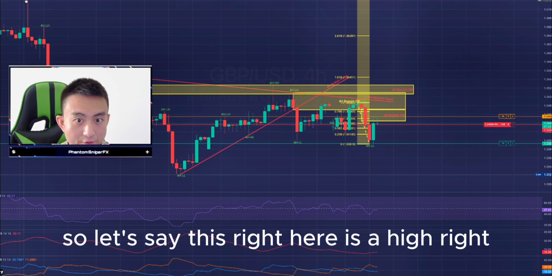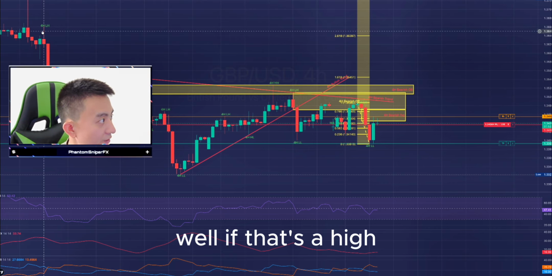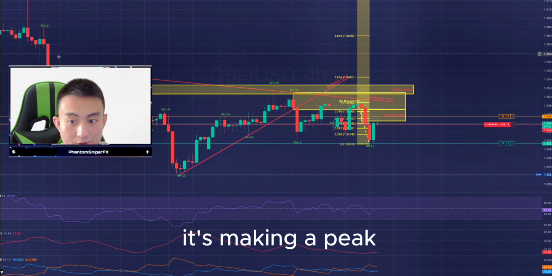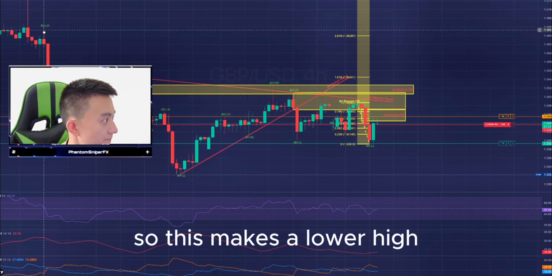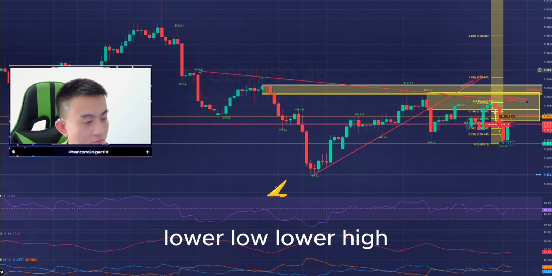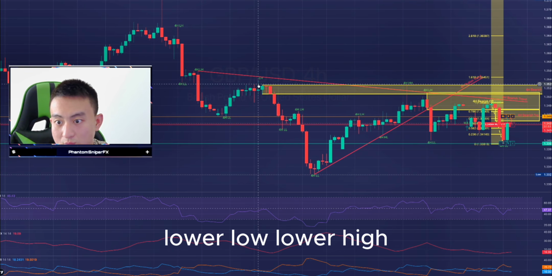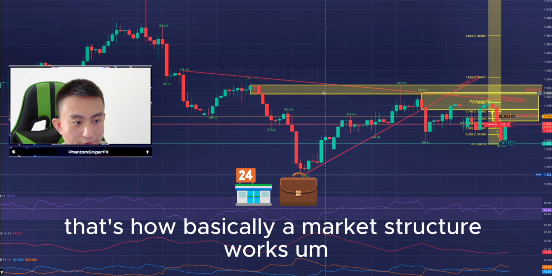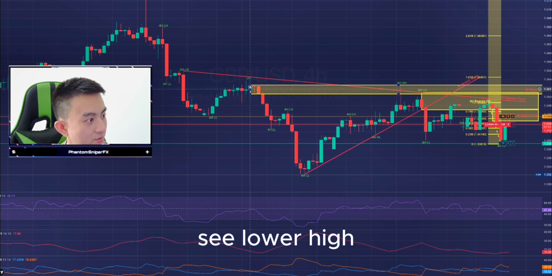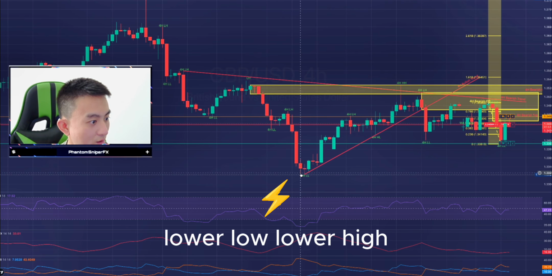So let's say this right here is a high. Well, if that's a high, then this will be a lower high. It's making a peak, as you can see, there's a peak right here. So this makes it a lower high. Lower low, lower high, lower low, lower high, lower low. So that's basically how market structure works. See? Lower high, lower low, lower high, lower low.